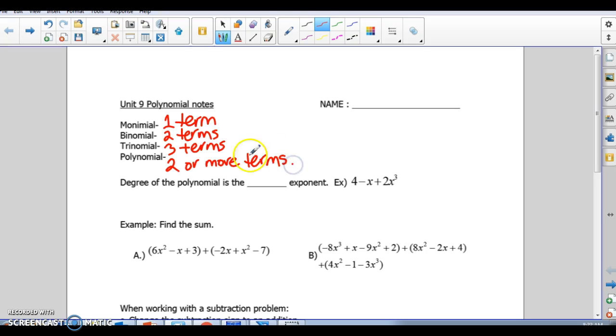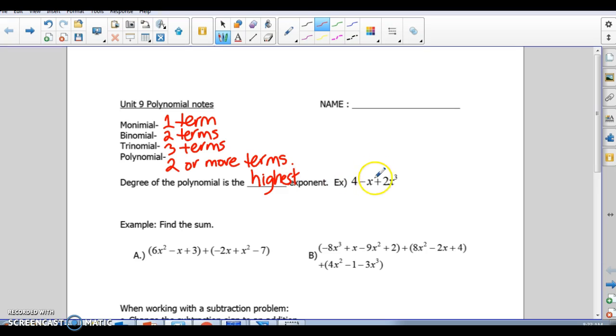Okay? So, if you look at this example, 4 minus x plus 2x to the third power, how many terms do you see? 1, 2, 3. So, what's that going to be? It's called trinomial. Okay? And what is the degree of the polynomial? Degree of polynomial is the highest exponents.